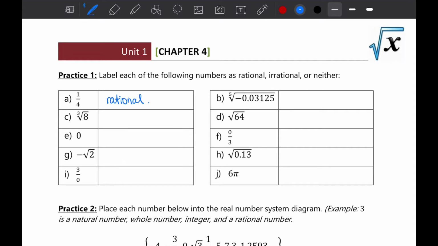Part B, it's a special type of roots, and if you punch this into your calculator, you actually get negative 0.5. So it's safe to say that this is a rational number.